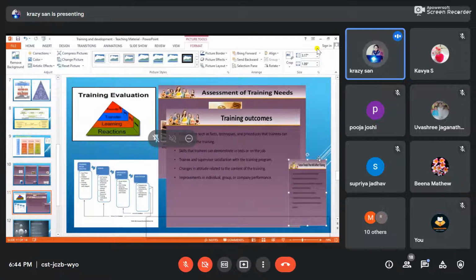Trainee and supervisor satisfaction with the training program. Both parties have to be satisfied with the training program. Change in attitude related to the content of the training. Improvements in individual, group, or company performance is very important.